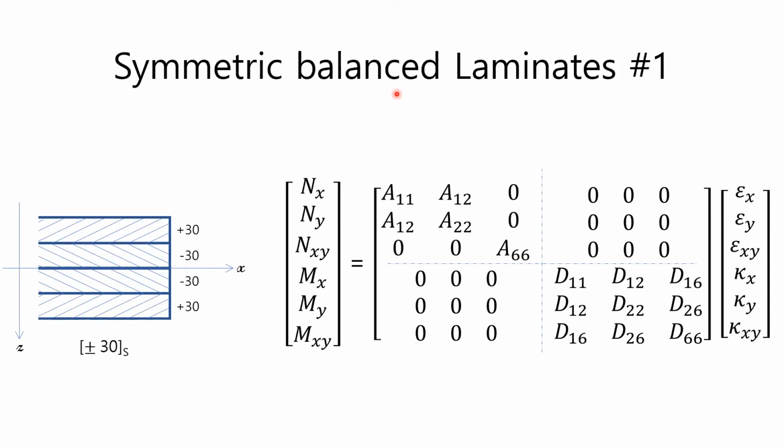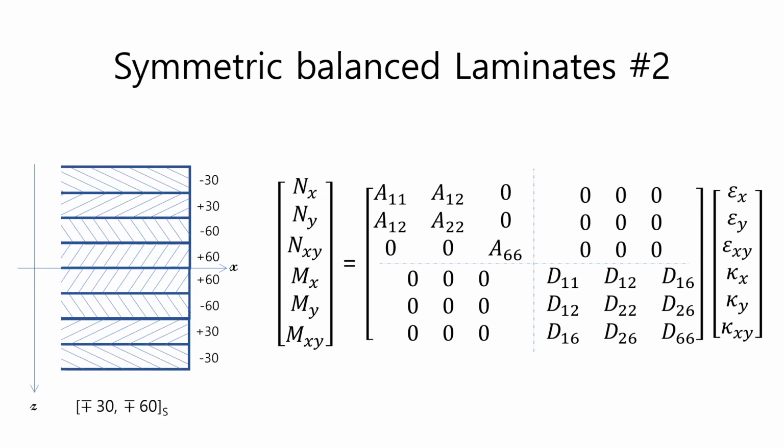In the symmetric balanced laminates, all the stiffness elements of the B matrix are equal to 0, and A16 and A26 are also equal to 0. Therefore, there will be no plies tear. Here we have another example of symmetric balanced laminates. All the stiffness elements of the B matrix are equal to 0, and A16 and A26 are also equal to 0. Therefore, there will be no plies tear.